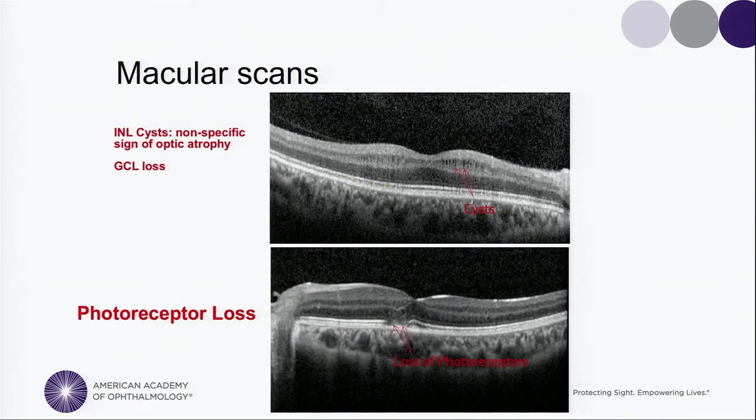The other thing I look at is the macular scans. If I see cystic changes in the macula, that's indicative of previous optic atrophy, a thin ganglion cell layer, and if I see some photoreceptor changes, they're indicative of a previous severe papilledema.